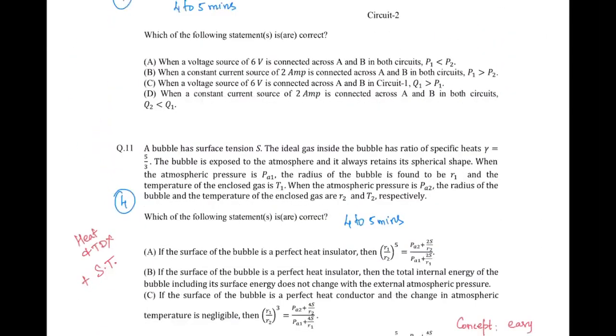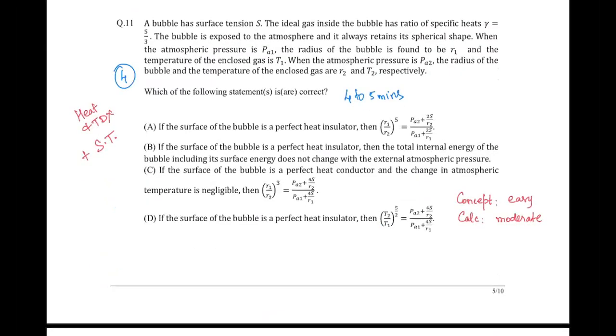Right, next. So this is a question you could have decided based on whether you are comfortable with surface tension or not. Heat and thermodynamics clubbed with surface tension. Standard idea of surface tension where expansion of a bubble is happening. The standard considering the advanced kind of preparation that students are expected to do. Concept wise easy, calculation wise also it's moderate. In around 4 to 5 minutes time you should have done this particular question if you decided to attempt.